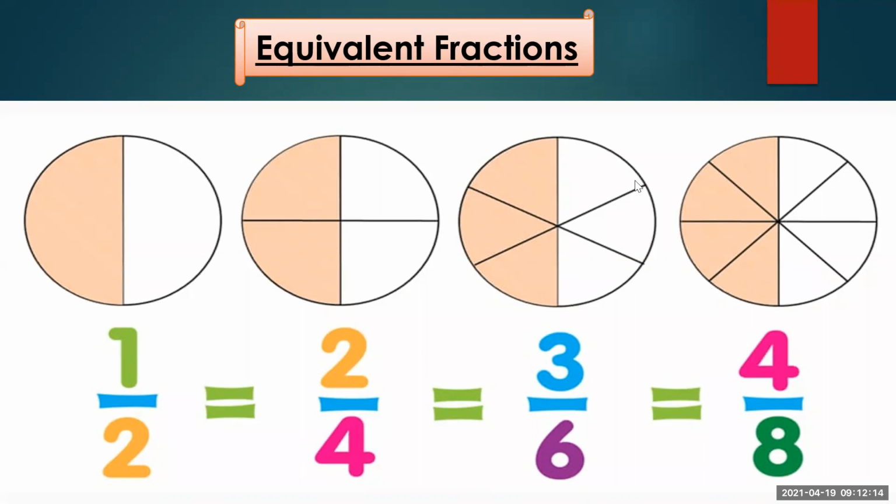To know more, we have here 4 circles. If I divided this circle into 2 equal parts, the first part will be half and the second part will be half. Half means 1 over 2, 1 out of 2. Here, if I took the same circle and divided it into 4 equal parts and colored 2 parts, they will be 2 over 4, but they are also half. Why? Because half of 4 equal parts is 2 parts.